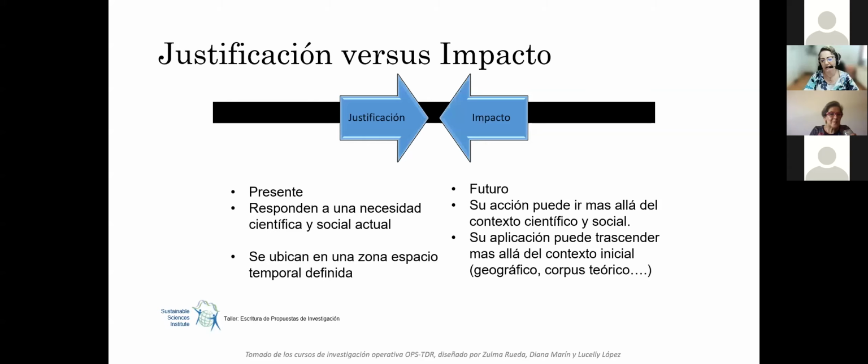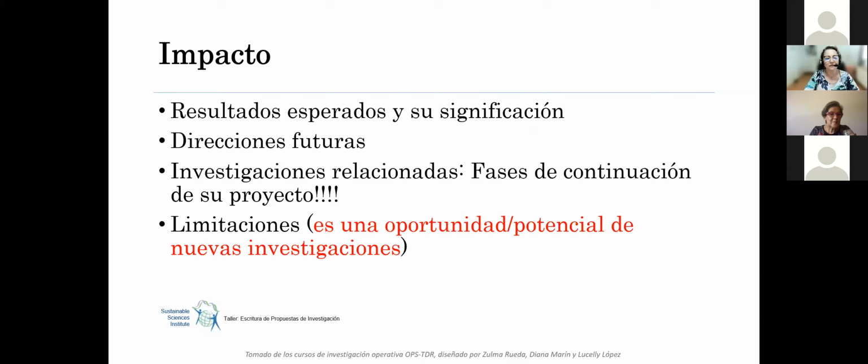action that goes beyond the scientific context and the social contribution this represents, and the consequences that have to go beyond the initial context, not only geographically or in the theoretical corpus, but considering the risks that are included in the research process that need to be anticipated in order to avoid expectations that won't be met. So impact, the expected results, its significance, future directions. How will this project go on? And I repeat this once again.